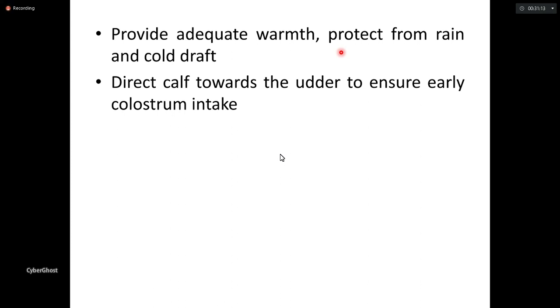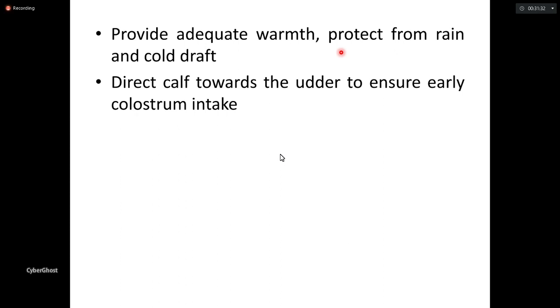Because they should be able to receive at least 10% of their birth weight as colostrum. That means for a calf of about 40 kg, it must be 4 kg. So approximately 4 liters of colostrum must be taken within the first 12 hours of their life, right?